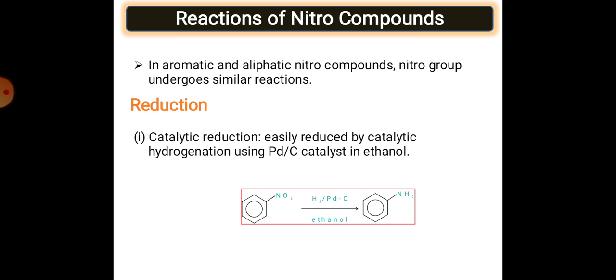Sn/HCl, that is tin in hydrochloric acid. Iron in HCl, we can use iron also for the same process. Sometimes we use zinc also, and sometimes we have palladium on carbon, H2/Pd-C. So this is the first most important type of chemical reaction of nitro compounds: reduction. After the reduction of a nitro compound, you will get aniline. Now that aniline is a versatile molecule. From that we can convert so many different compounds, like diazonium salt, carbylamine, acetanilide, etc.